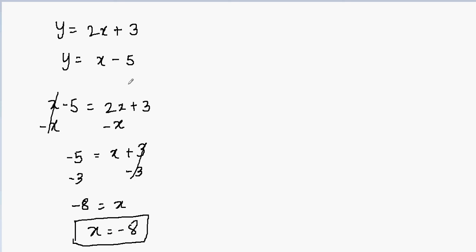Now I can use either of the equations to plug in the value of x and get the value of y. Again, since this equation is easier to solve, I'm going to pick this equation because I don't have to multiply anything in x. So x minus 5, and I'll plug in the value of x in this. So y is equal to negative 8 minus 5, which will give me negative 13.